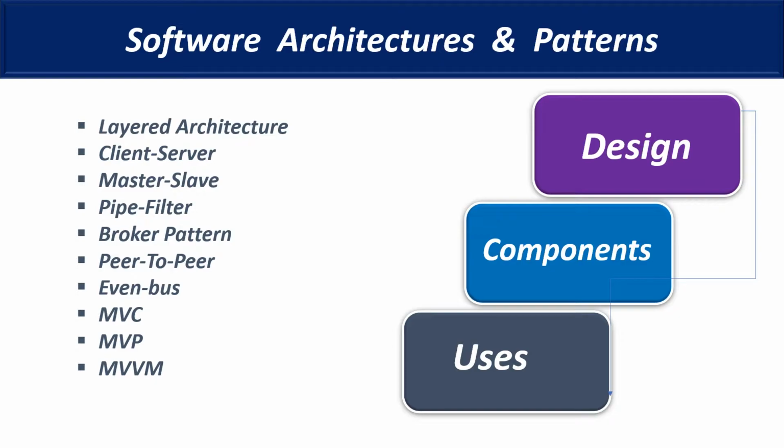So I want to talk briefly about software architecture patterns, where I will talk about the pattern and how it is structured, its components, how it should be used, its working principle, and the use cases of them, where it is used in different cases. So many things I will talk about. In this lecture I will talk about only the layered architecture, client-server architecture, master-slave, pipe-filter, and broker pattern. And in the next video, you will see I will talk about peer-to-peer, event bus, MVC, MVP, and MVVM. So let's get into the layered architecture pattern.